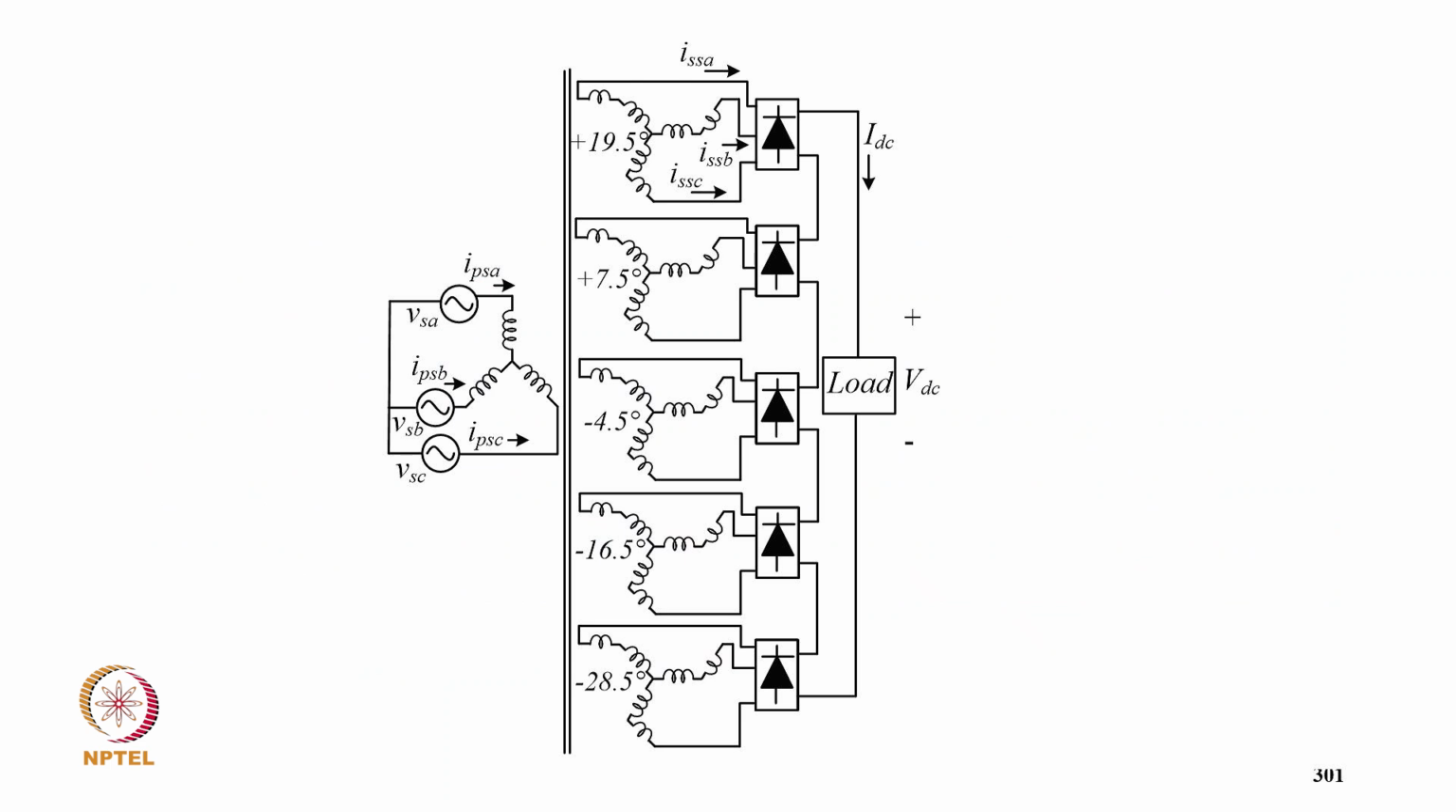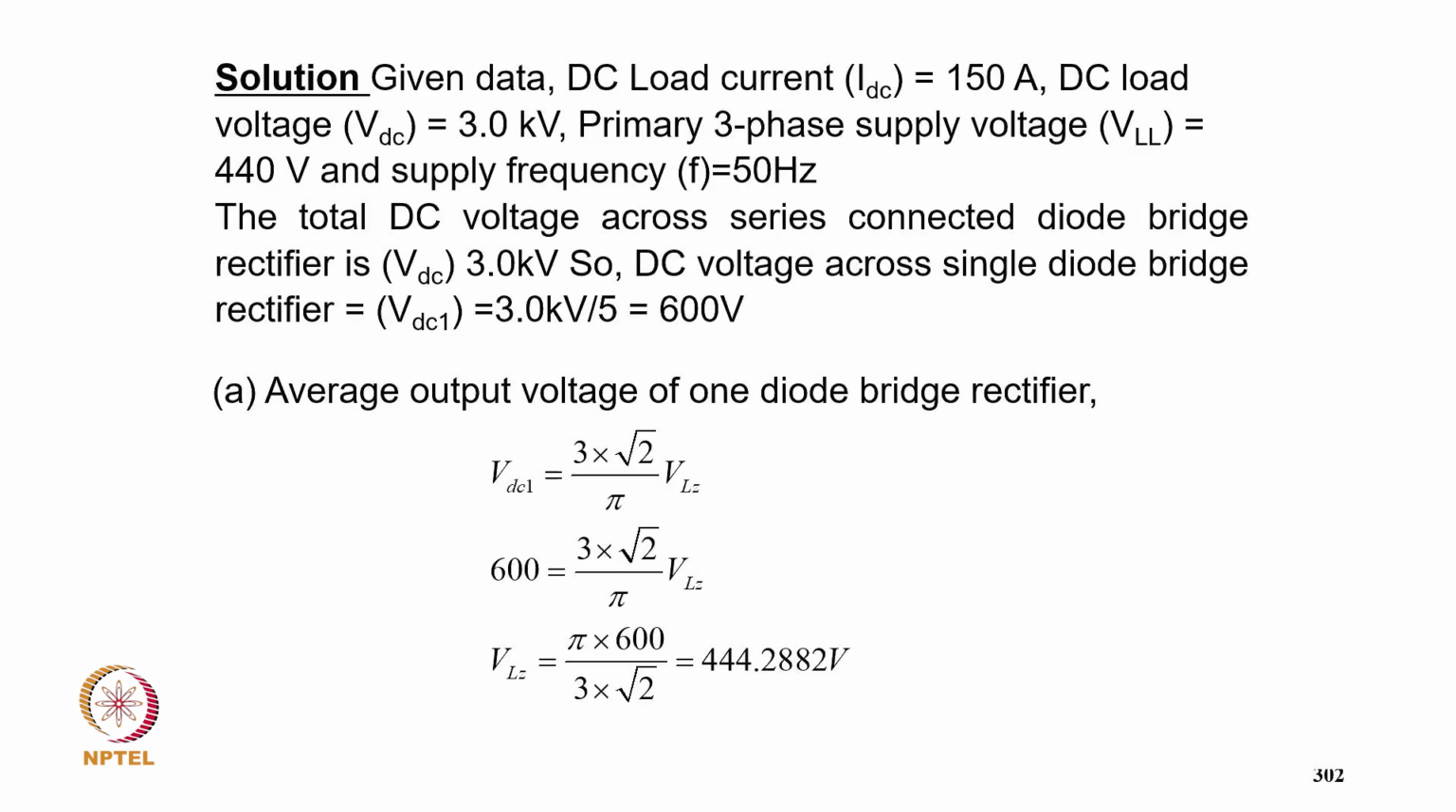So this is typically a 30 pulse converter, with bridges connected in series. Five bridges are connected in series for 30 pulse, so 60 by 5 is 12 degree. So you can have a 12 degree shift between the different connections of the transformer. Coming to the solution, given data: DC load current is 150 amp, DC load voltage 3 kilovolt, primary 3-phase voltage is 440 volt, and the supply frequency 50 Hz.